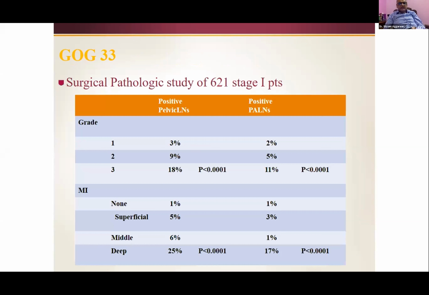So you can see here, if it is grade 1 versus grade 3, or if there is myometrial invasion, none versus deep, it jumps from positive pelvic nodes 3 to 18% and 1 to 25%, and similarly the para-aortic nodes. So the grading of the tumor is very critical here, and so is the depth of myometrial involvement. Next, please.